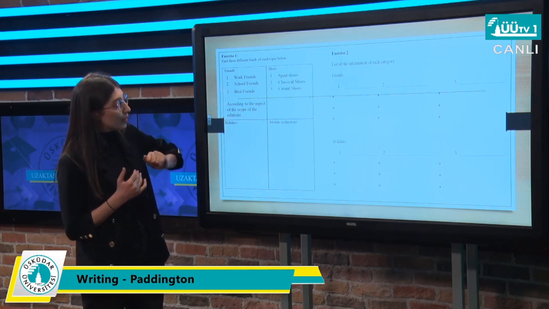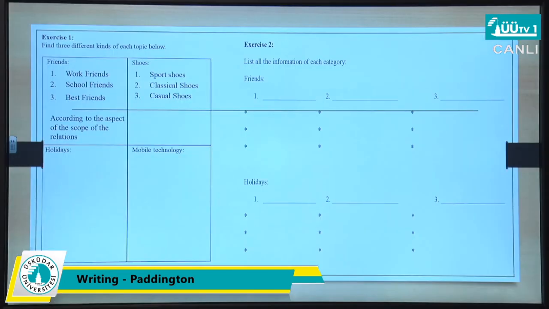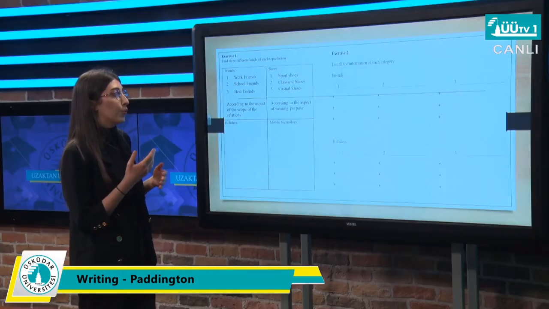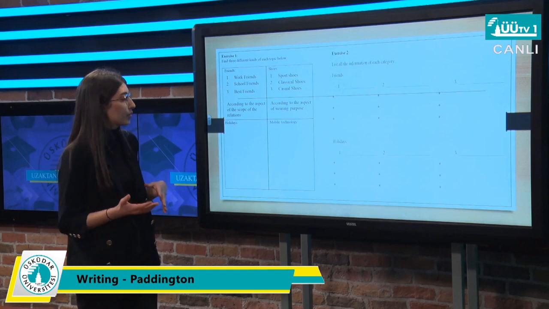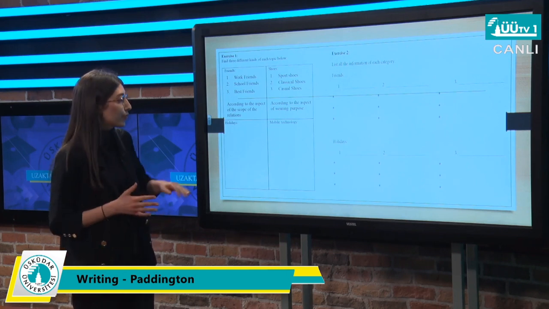Or the other one is about shoes, right? About the types of shoes. For my essay, I wanted to choose sport shoes, classical shoes, and casual. Why? Because I chose them according to the aspect of wearing purpose. For what you're going to wear this particular type of shoes.